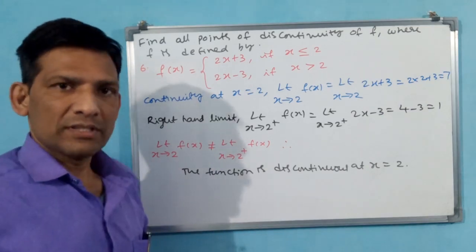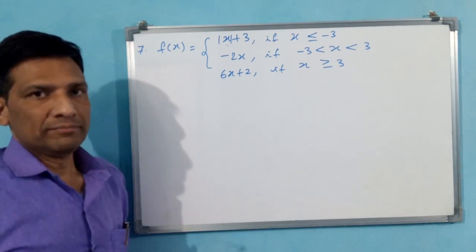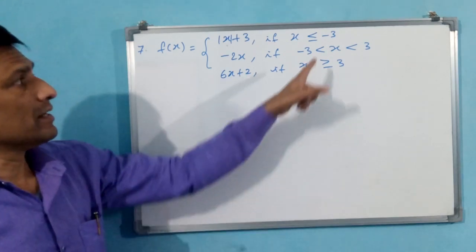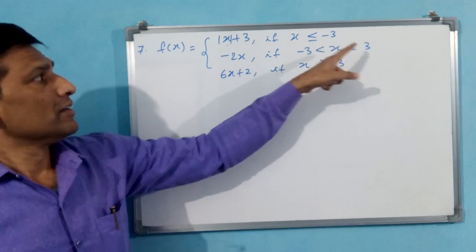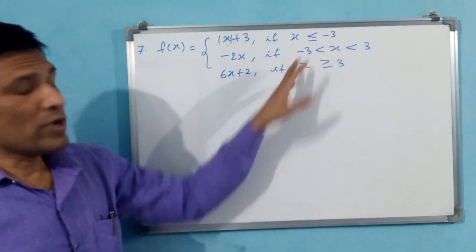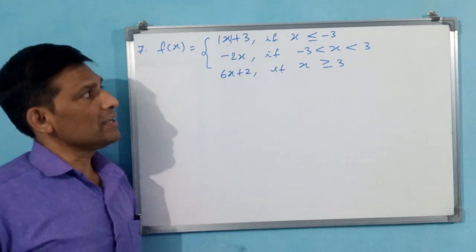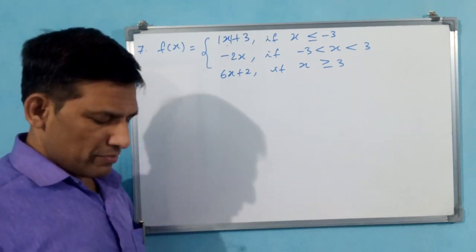Let us go for the 7th question. Okay? See the 7th question here. Minus 3, 3. Okay? In 2 areas, a point of discontinuity may occur. May occur. That means, see what I am writing. You simply observe first.